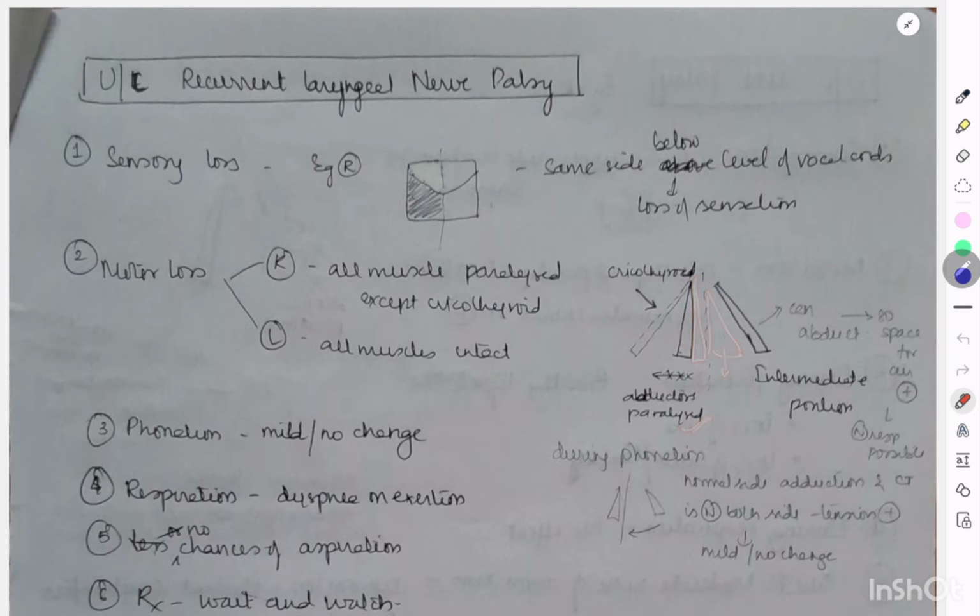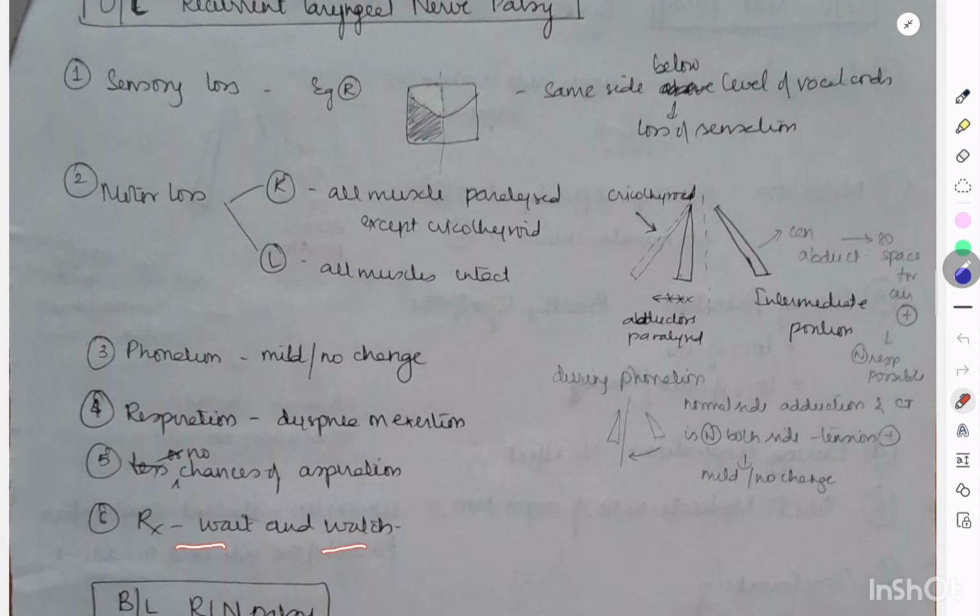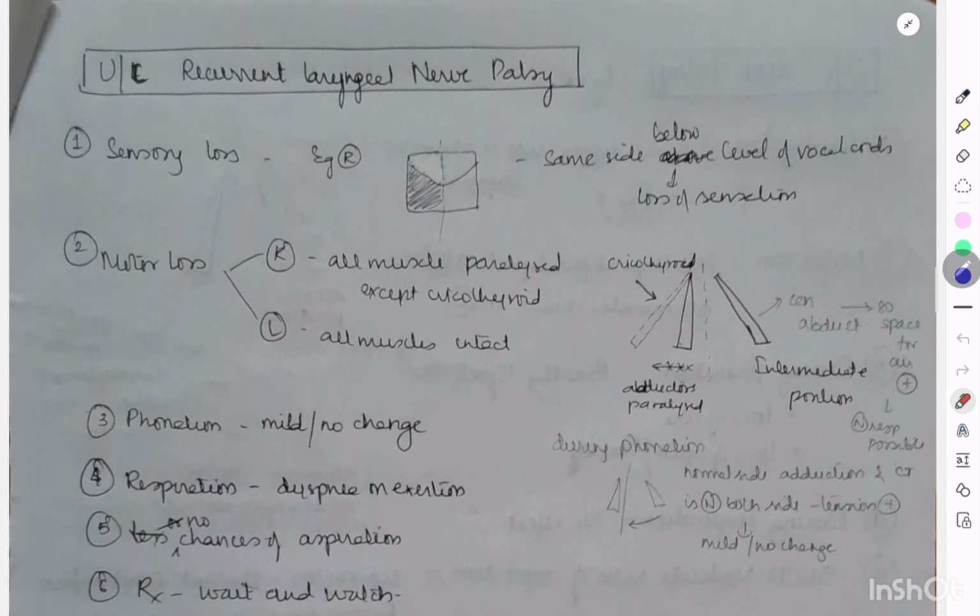So there will be a respiration problem only on exertion. And in phonation, since one side of the vocal cord is coming to the midline, there will be mild or no change in phonation, and there is no chance of aspiration, or maybe there may be some chances. Coming to the treatment, we have to wait and watch. So for unilateral recurrent laryngeal palsy, you have to see where the sensory loss is, motor loss, whether there is any problem in phonation, respiration, chances of aspiration, and the treatment.